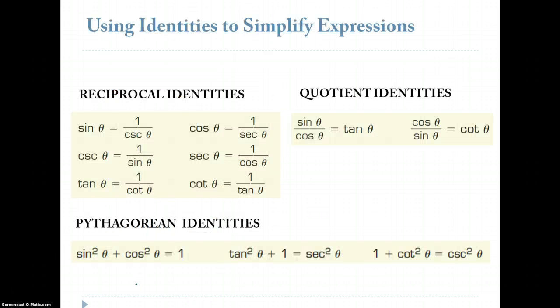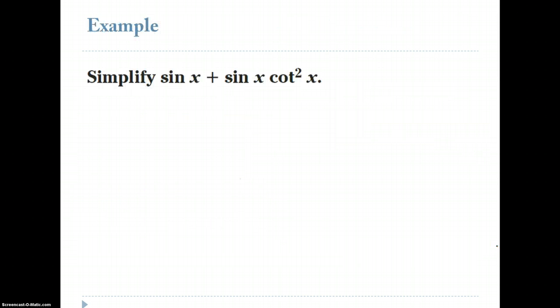So here are my identities that I can use to simplify expressions, right? We've got the reciprocal identities, we know those, and we've got our quotient identities, right? Check. And then we've got our three Pythagorean identities. Check. So let's take a look at an example where we simplify an expression. So notice that there's no equal sign here. So what can I do with this guy?